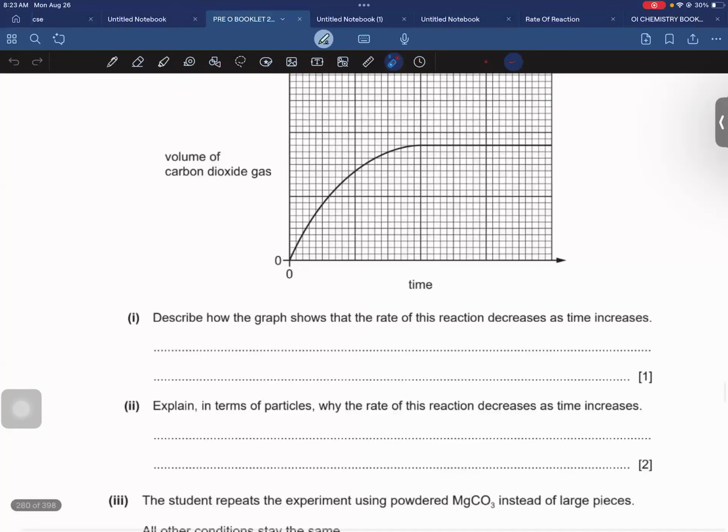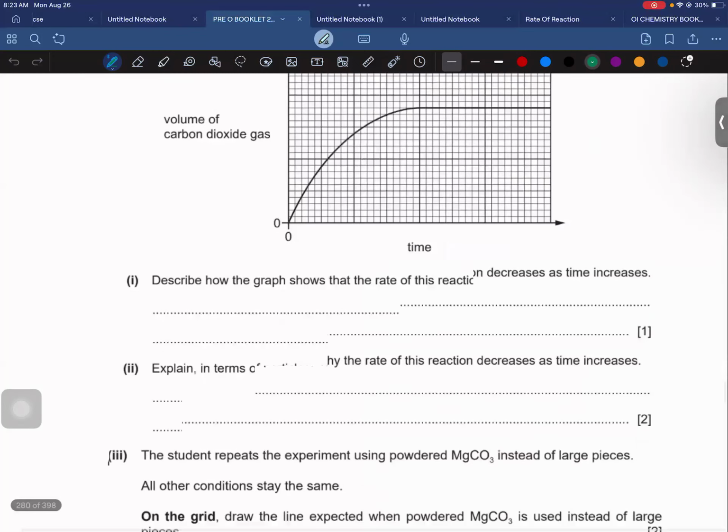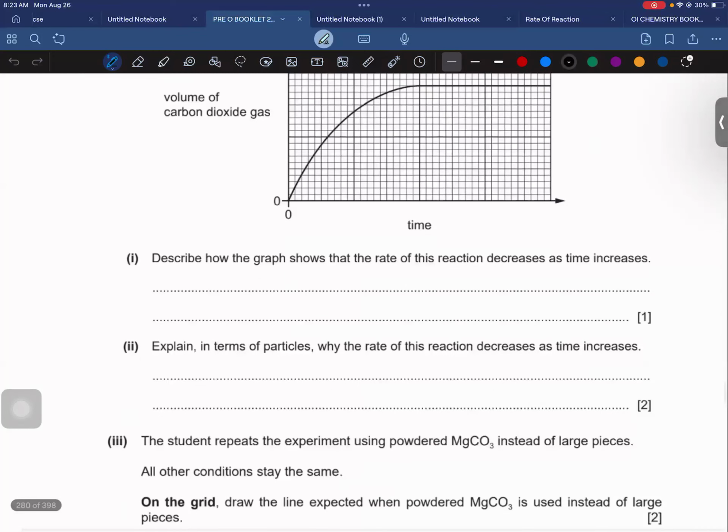So they are saying describe how the graph shows that the rate of this reaction decreases as the time increases. As the time increases, you can see this, the line becomes less steeper.